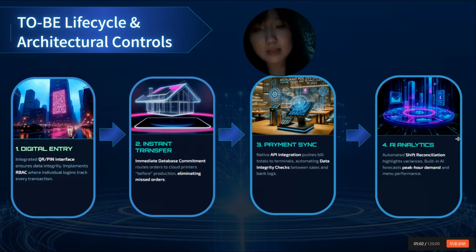Now I'd like to share our new to-be lifecycle. It connects everything in 4 simple steps. First is the digital entry. We use a secure QR and PIN system to check every transaction safely. Second is instant transfer. Orders go directly to the kitchen and printers, so we never miss a single order. Third is payment matching. It automatically connects our POS system to the terminal and checks against bank logs. Finally, AI analytics. The system automatically matches shifts and forecasts peak hour demand. With this new lifecycle, our business will run much faster and smarter.